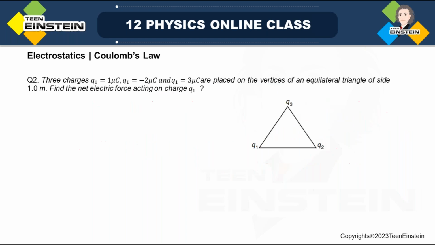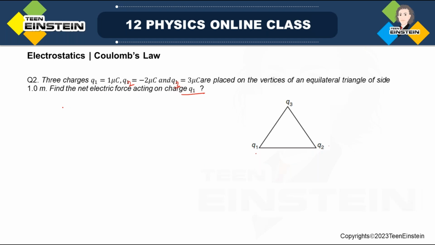We'll go to the next problem. This is a very common problem, and we'll just try to solve it. Very simple. Three charges, Q1 is here. These are Q2 and Q3. Q2 is here and has a value of minus 2 microcoulomb, and Q3 is 3 microcoulomb. You have to find out the net electric force acting on the charge Q1.